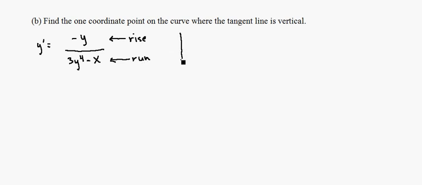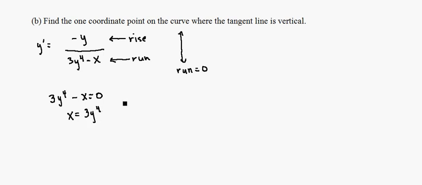On a vertical tangent line, the run must be equal to 0. So what I know is that for me to have a vertical tangent line, 3y to the fourth minus x must be 0. Now a lot of people are very schooled, understandably so, to solve for y, to get y alone. But think about that. I'd put the x on the other side, divide by 3, take the fourth root. y would be plus or minus the fourth root of x divided by 3. It's not so pretty. Why not just say that x equals 3y to the fourth?